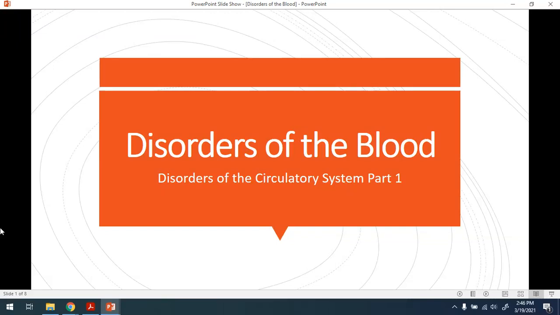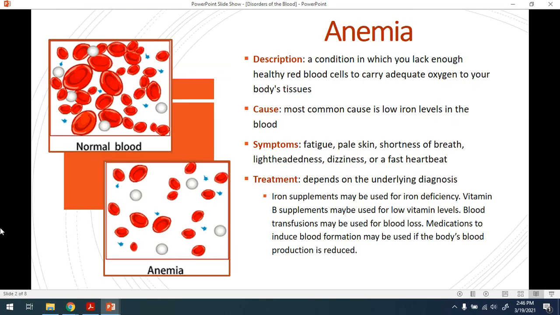Today we're going to be covering part one of a three-part series where we talk about the different disorders of the circulatory system. The three different parts are going to cover disorders of the blood, disorders of the blood vessels, and disorders of the heart. Today we're going to be talking about disorders of the blood.